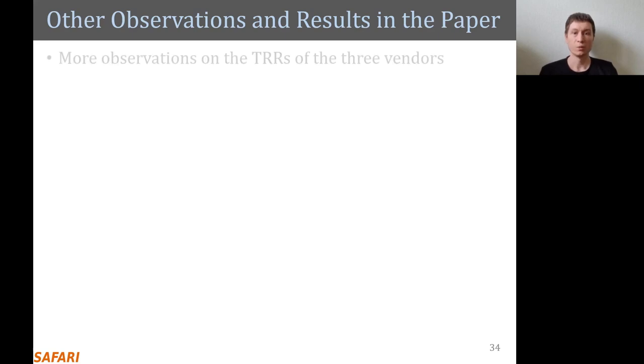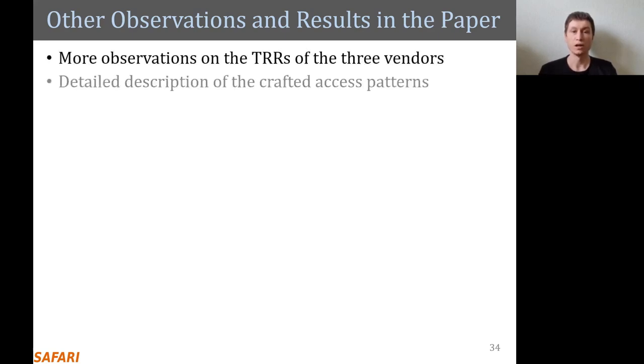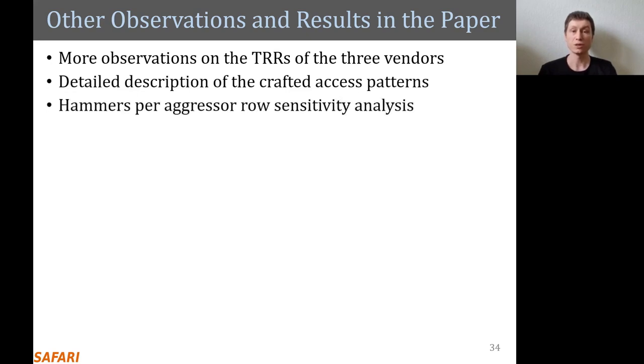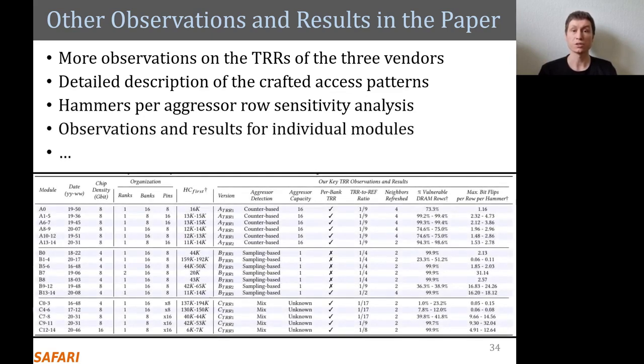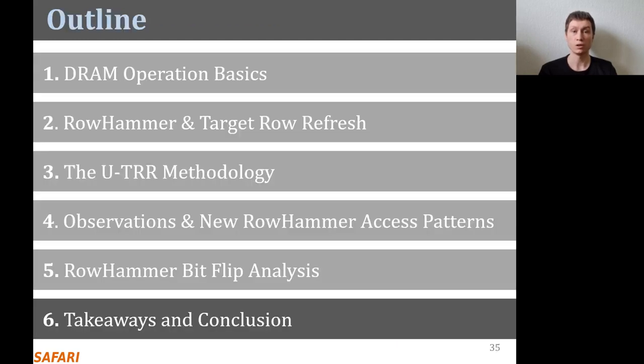In our paper, we have more observations regarding how the TRR mechanisms of the 3 vendors operate, a detailed description of the RowHammer access patterns we crafted, a sensitivity study on how the number of RowHammer bit flips change when we sweep the number of hammers per aggressor, observations and results for individual DRAM modules, and more. Let me quickly conclude my talk.